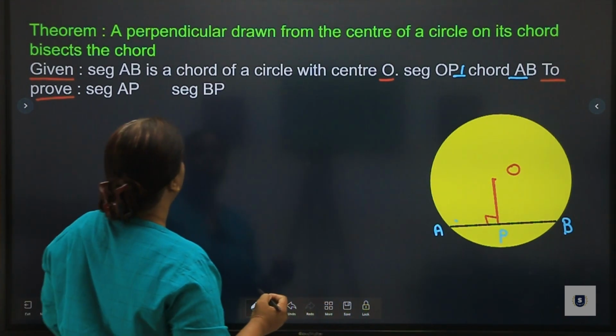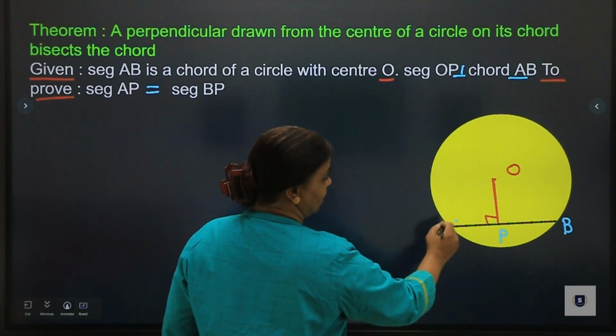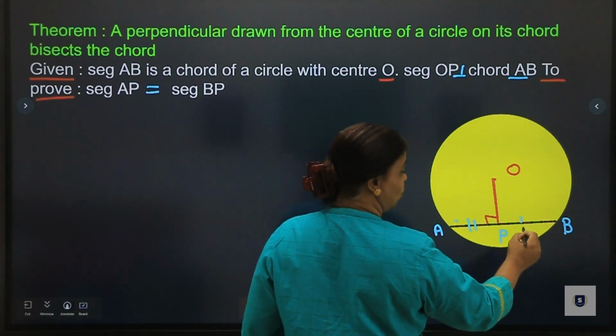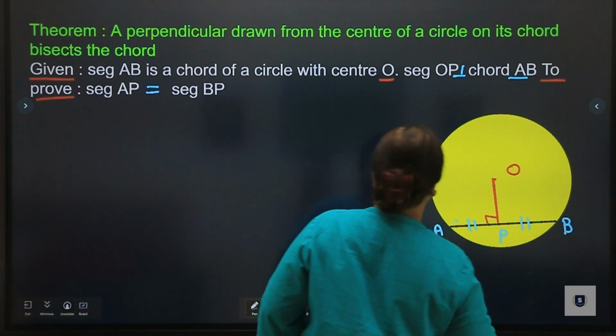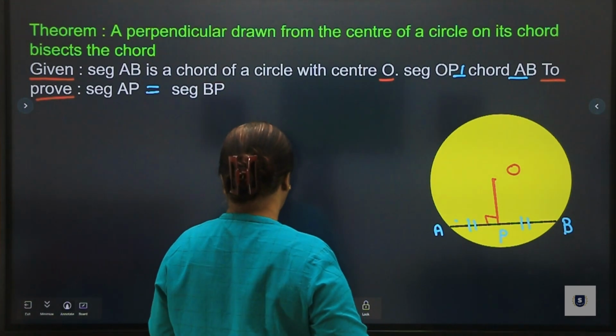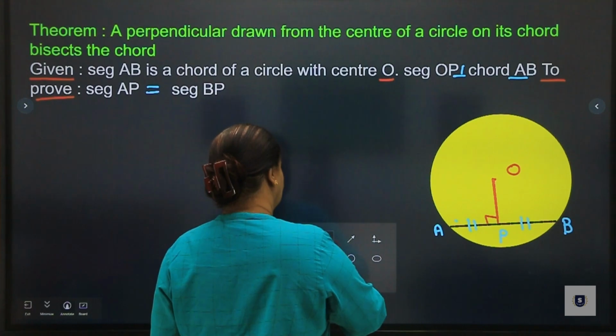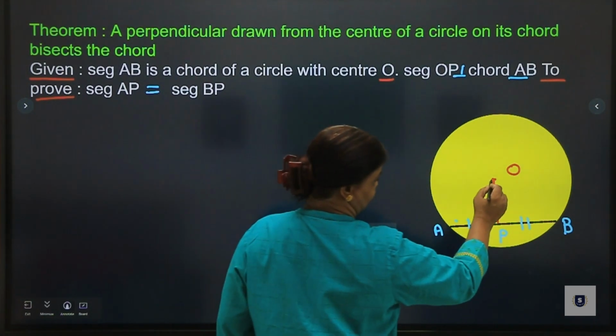Now what do we want to prove? We want to prove that AP is equal to BP. AP is equal to BP. Okay, this is what we want to prove. So for this we will be drawing radius.